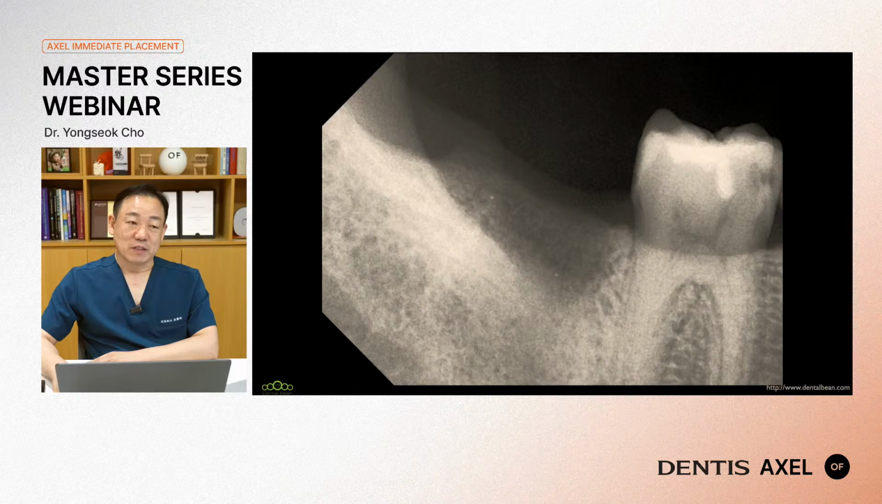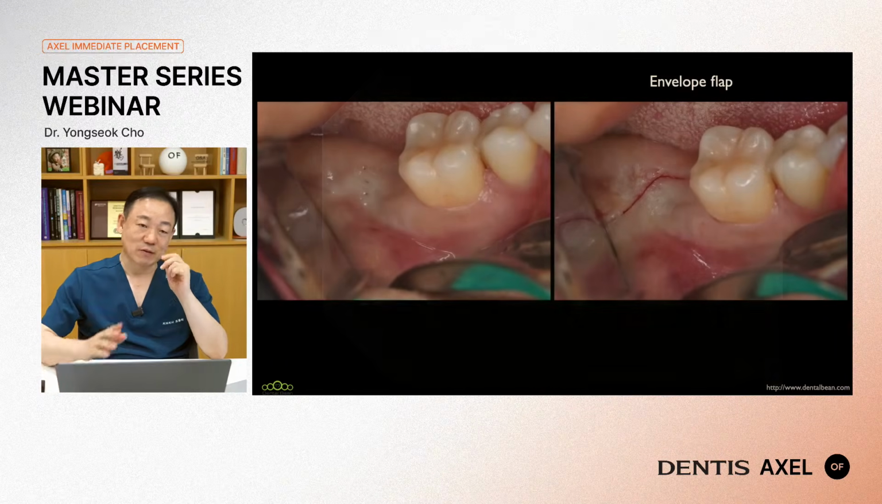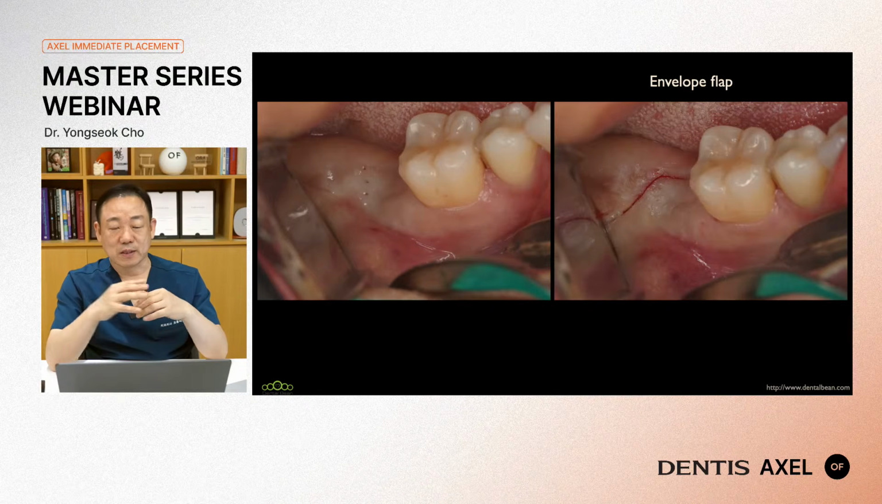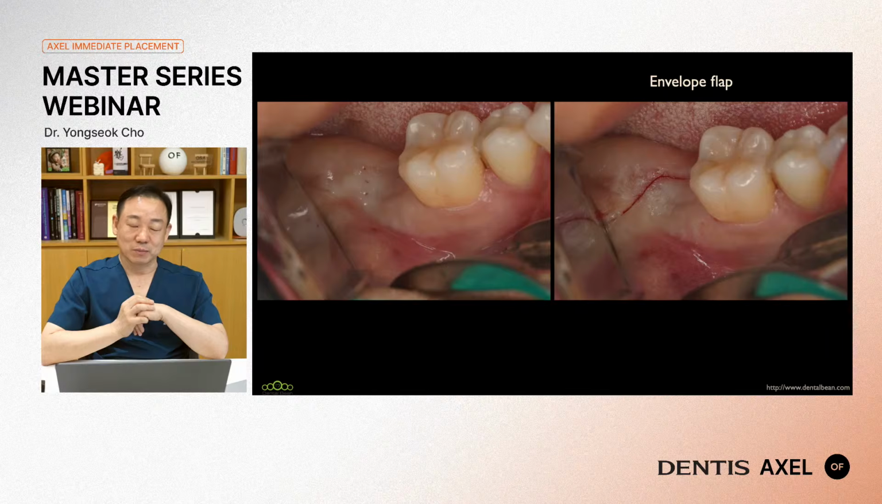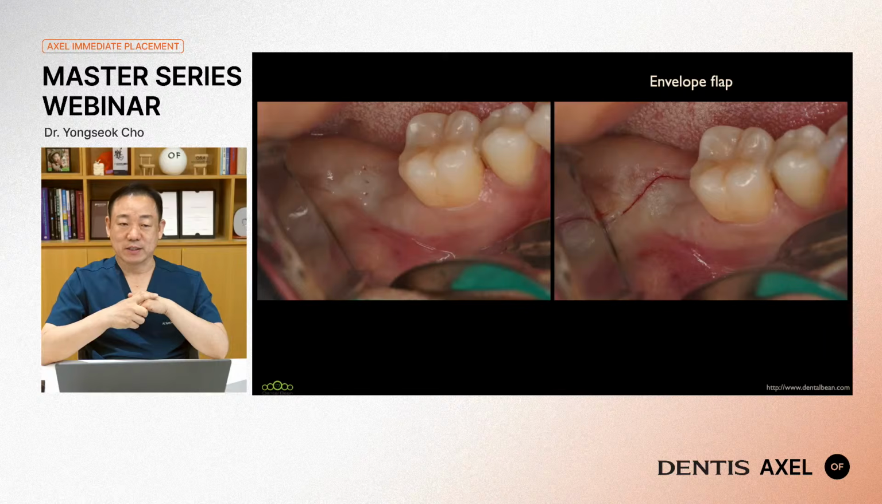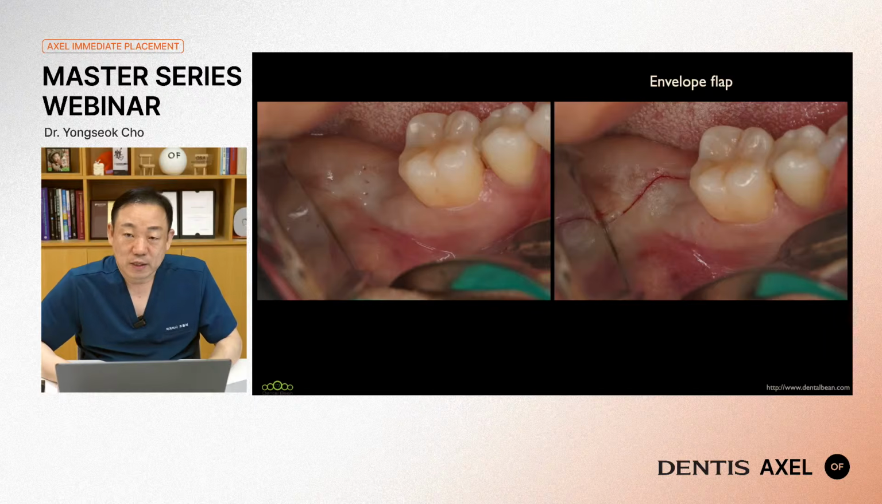In many cases I do flapless surgery. Maybe if I want, I can do flapless surgery also in this case. However, in this case, I found a little lowly positioned buccal tissue height. So if I do flapless surgery, I cannot increase the buccal tissue height. So I decided to do flap surgery in this case, to make a better result. Although it's a little bit inconvenient, I decided to open a flap in this case. Here I made an envelope flap.